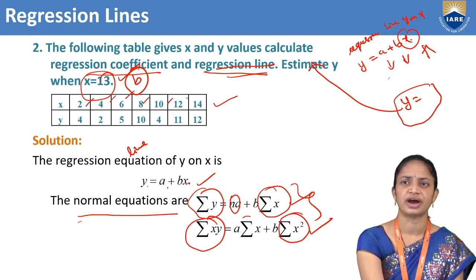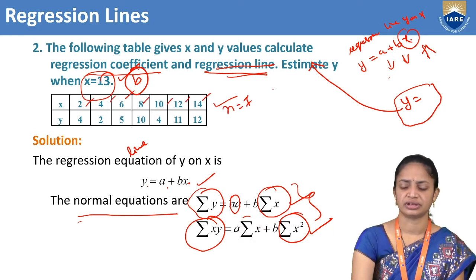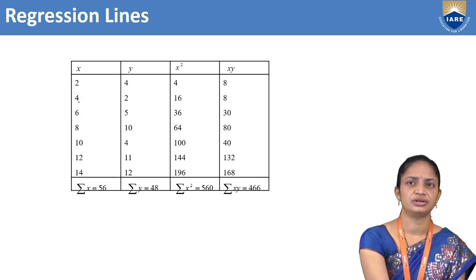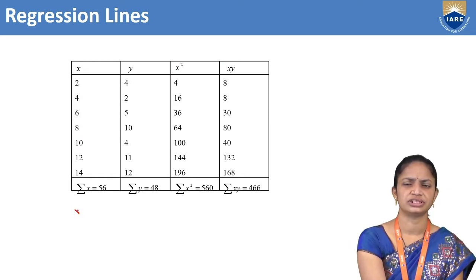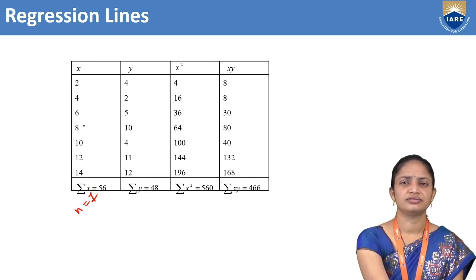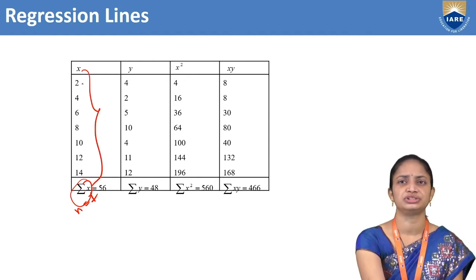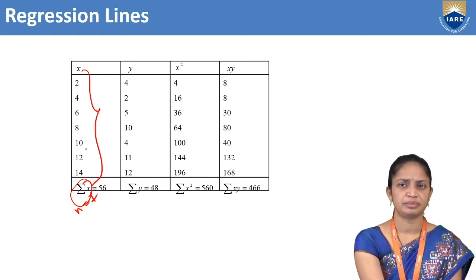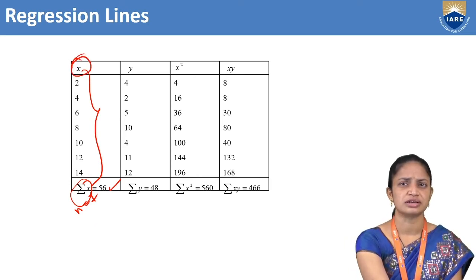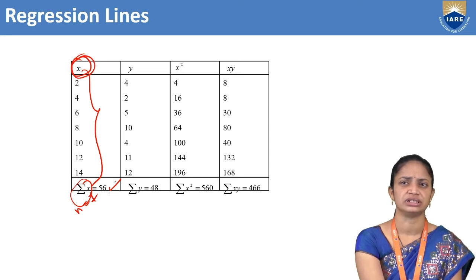So what is the n value here? 1, 2, 3, 4, 5, 6, 7. So n equal to 7, and these are the x values. We need summation x, so we have to add all these values: 2 plus 4 plus 6 plus 8 plus 10 plus 12 plus 14. After adding all these values, we get 56. That means summation x equal to 56.